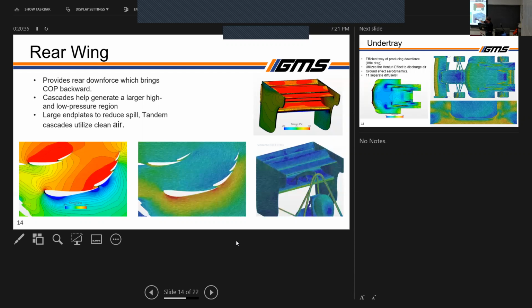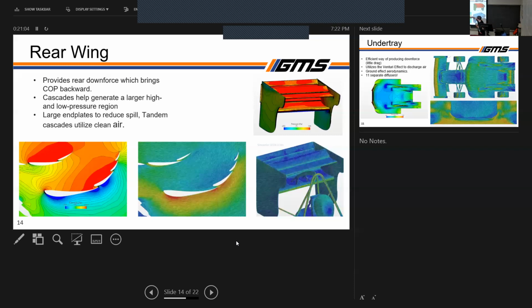Yeah, you can kind of see in that image the cascades. This is kind of terminology, but these wings that come off of the main element are referred to as cascades. What you see is essentially they help generate one large high pressure region that acts as essentially one large airfoil profile.